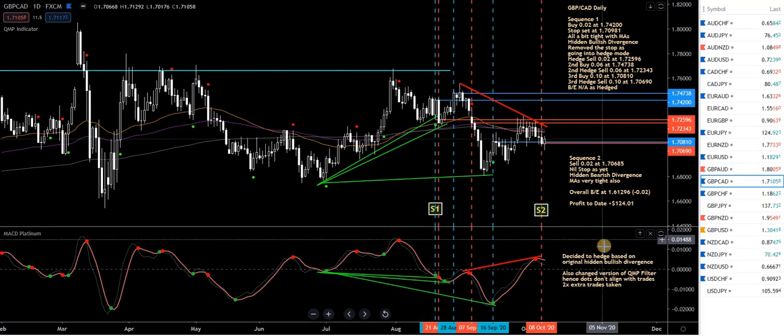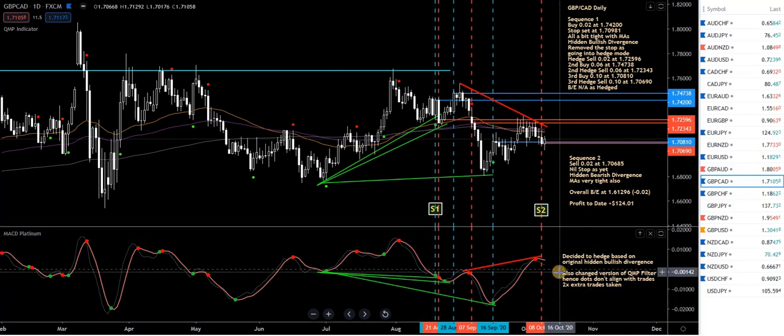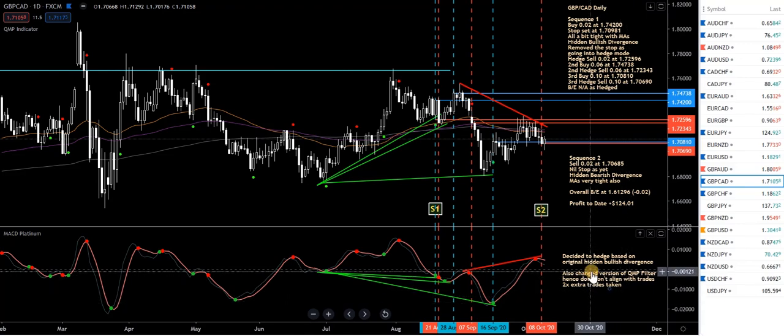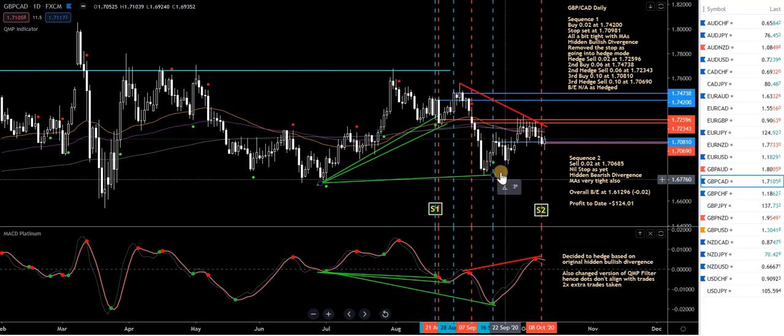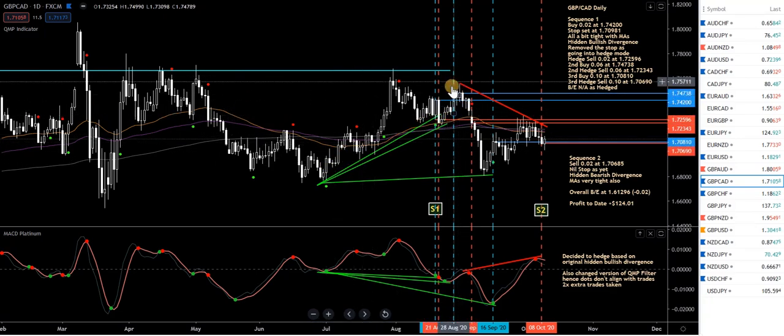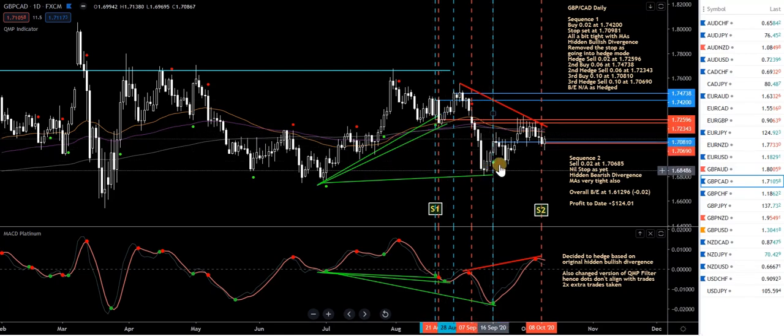Yeah, this is one. If you read my notes here, I changed my version of my QMP filter when I started this sequence, and because I changed the version of it, it's put the dots, which are these red and green dots on the price chart. It's changed the sequences so my trades don't line up with any dots. I've taken too many trades here. Now I have to work my way out of it.